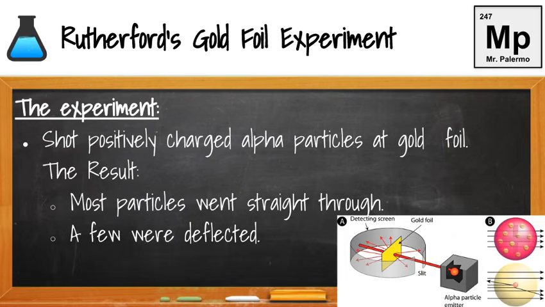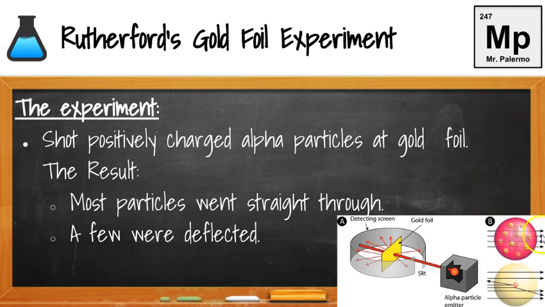So what led Rutherford to this conclusion? Well, he set up a gold foil experiment. What he did is he took a thin sheet of gold foil and he shot alpha particles, which are positive charges, at this thin sheet. But he can't see them, so he set up a fluorescent screen around that, and when these particles hit the screen, they light up and he can kind of see where they're going.